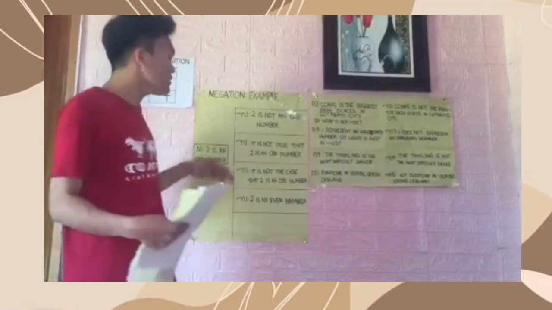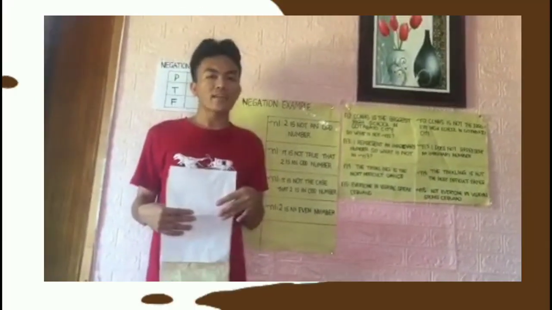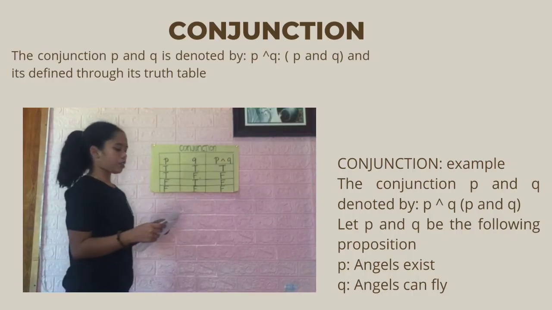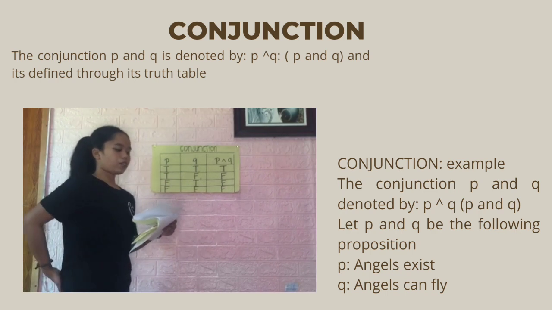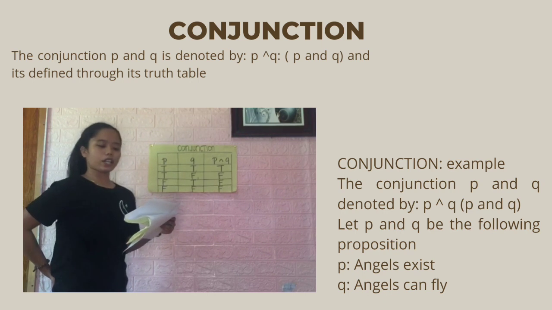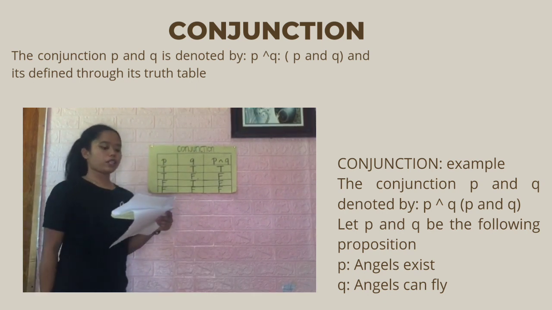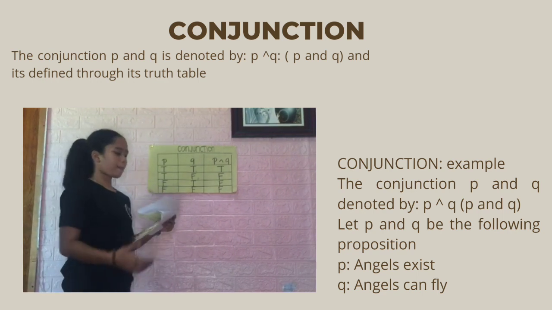That's all for logical operators. I hope you understand. Another type of operation we have is conjunction. The conjunction of P and Q is denoted by P ∧ Q, which is read as P and Q, and is defined through its truth table.